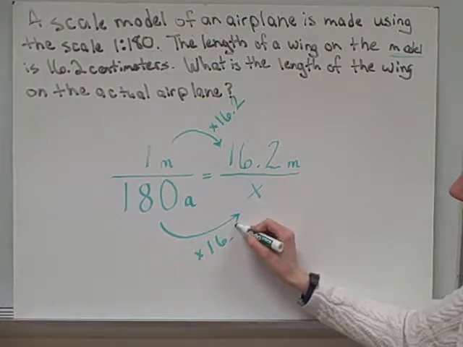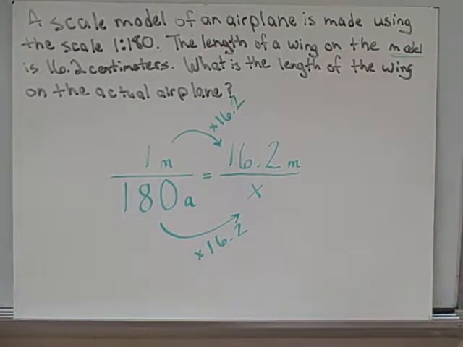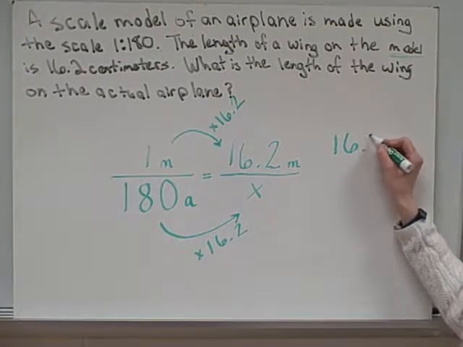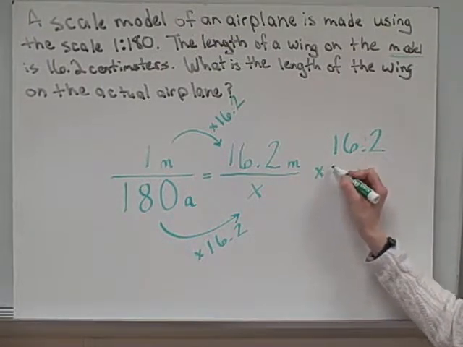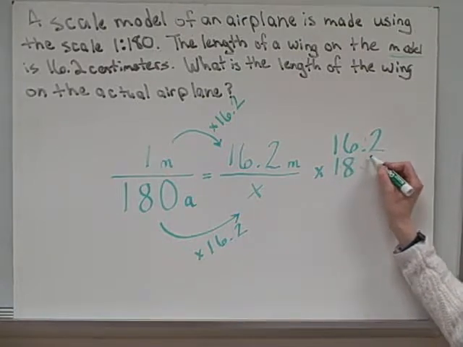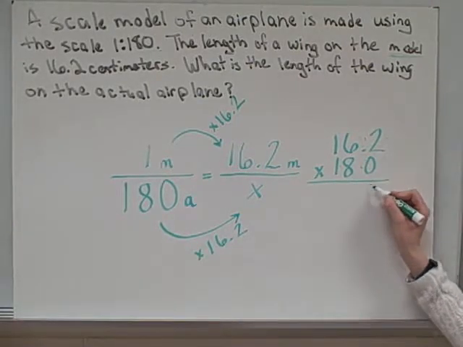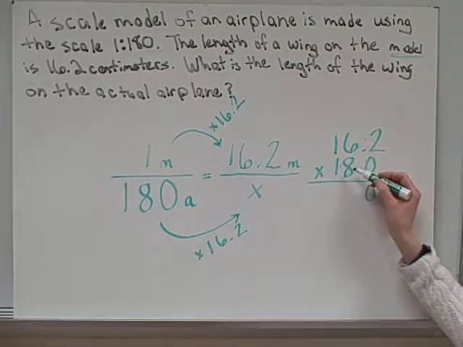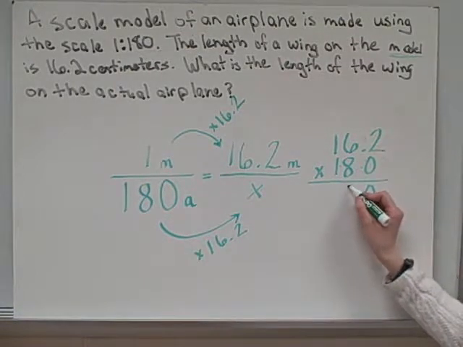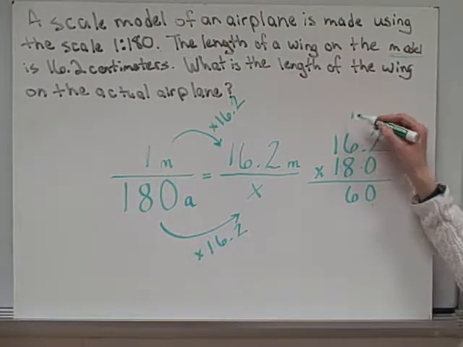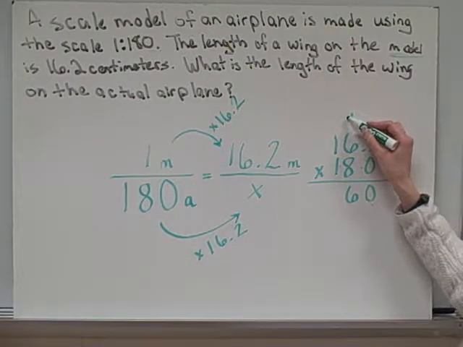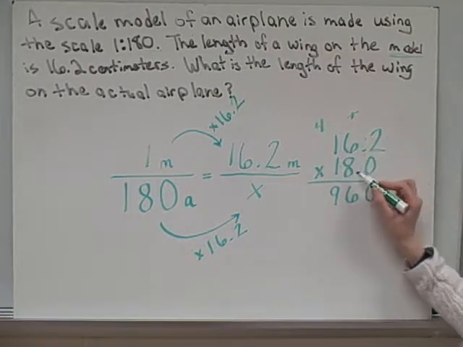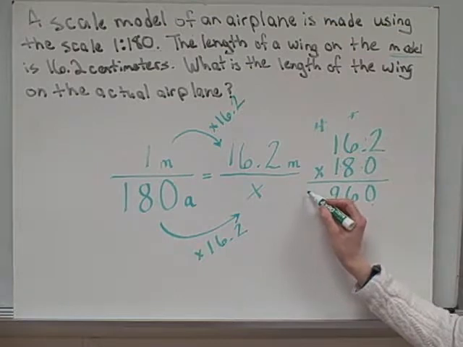And this is calculator inactive, so over to the side I'm going to do the steps. 16.2 times 180. Let's put a 0 here as a placeholder because of this 0. Let's go ahead and multiply with our 8. 8 times 2 is 16, carry the 1. 8 times 6 is 48, plus 1 is 49, carry the 4. 8 times 1 is 8, plus 4 is 12.